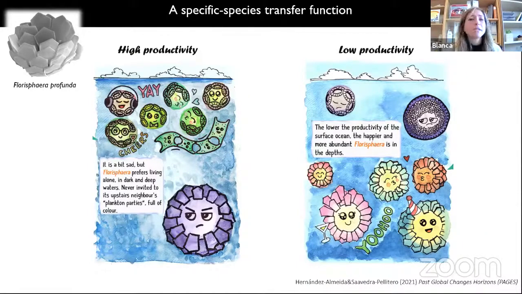And contrary to the majority of other extant coccolithophore species, high abundances of Florisphaera profunda are linked to a deep nutricline. This could be the scenario in which they are all happy and then they bloom because the nutricline is located at a deeper position, and then it's related to lower productivity. On the contrary, whenever we have a shallow nutricline, that means high net primary productivity, Florisphaera profunda is a little bit sad and prefers not to be there, as depicted here in this beautiful comic by Mariam Saavedra Pellitero and Iván Hernández Almeida.